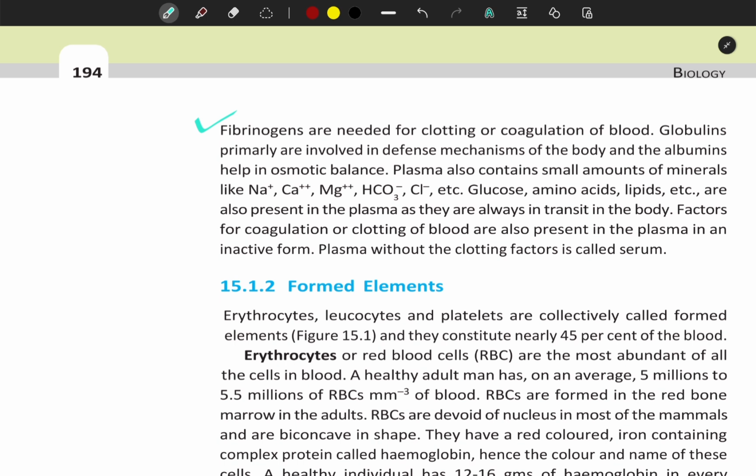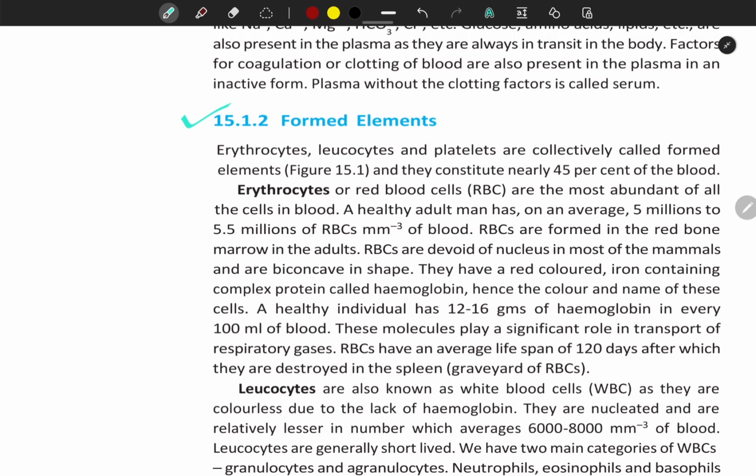Factors for coagulation or clotting of blood are also present in the plasma in an inactive form. Plasma without the clotting factors is called serum. 15.1.2 Formed elements. Erythrocytes, leukocytes and platelets are collectively called formed elements, and they constitute nearly 45% of the blood. Erythrocytes or red blood cells, that is RBC, are the most abundant of all these cells in blood.